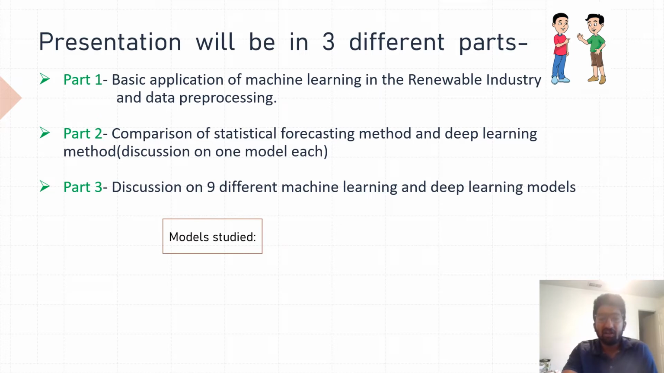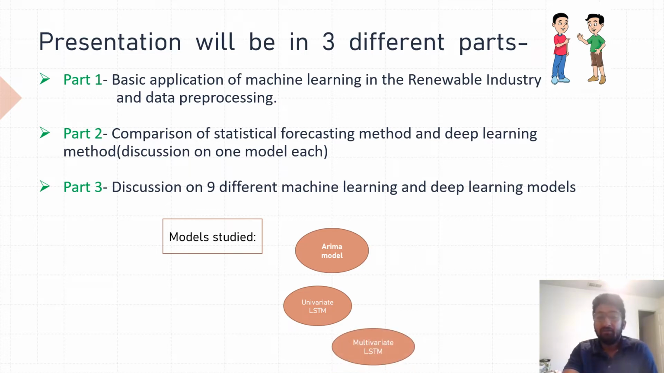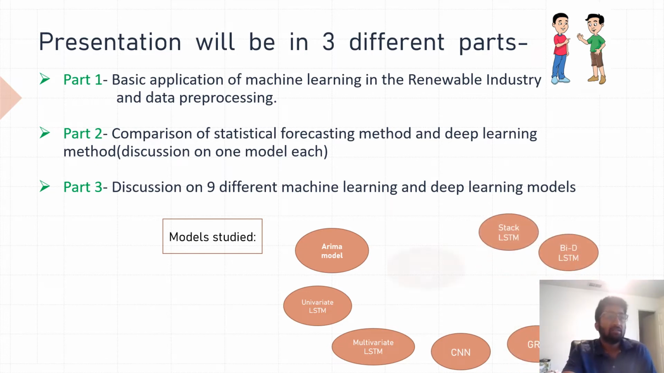And just to guide you through, the models that I'm going to study are the ARIMA model, that is a statistical model, and the univariate LSTM model. So these two models will be discussed in part 2. I'll try to compare the performance of these two models. The other models that I'm going to test and try for my analysis will be the multivariate LSTM, CNN, GRU, stack GRU, bidirectional LSTM, stack LSTM, and encoder decoder LSTM. So I'll be talking about everything in detail.